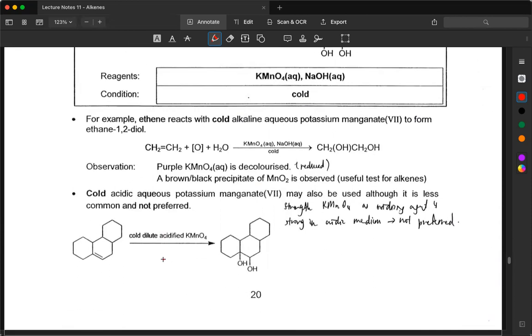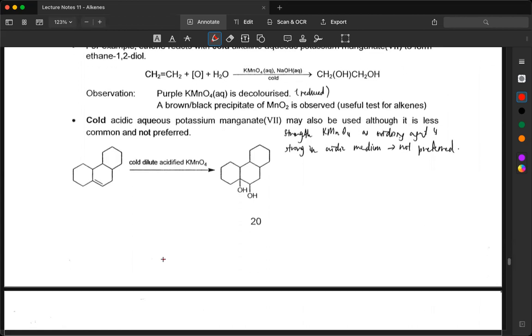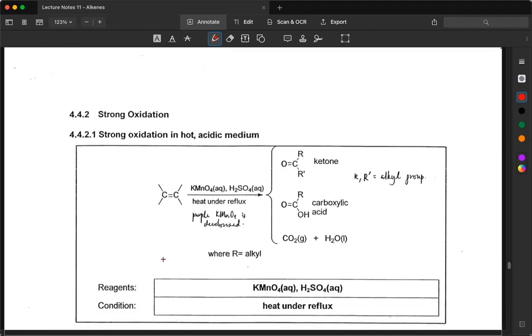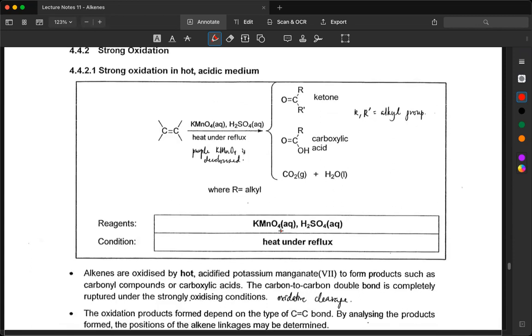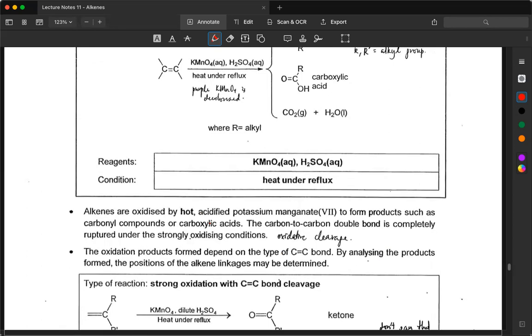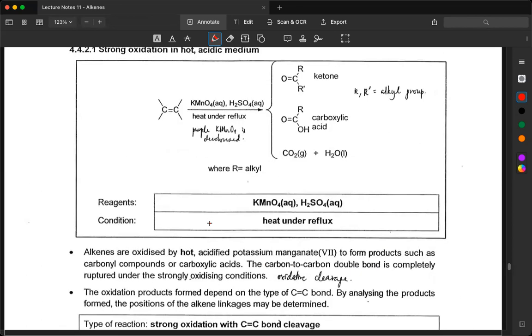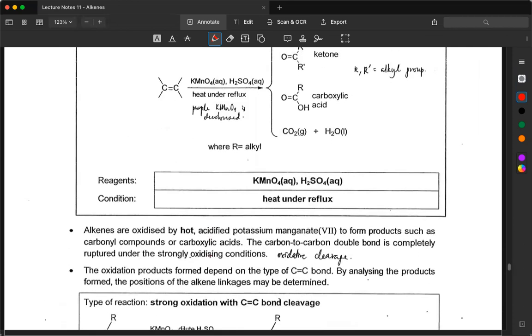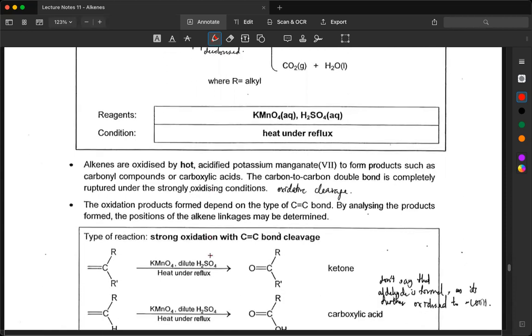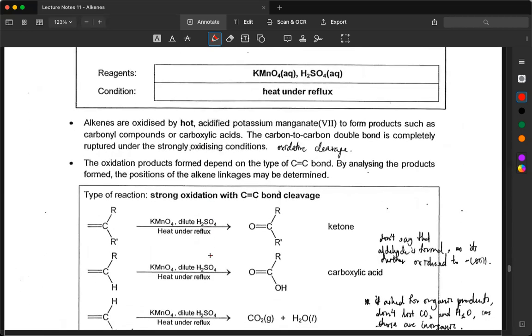We don't want it to be acidic, because in acidic medium the strength of KMnO4 will increase. We don't want it to be too extreme. You just want to form the diol. However, in strong oxidation with hot acidic medium, it's more extreme. You can form either a ketone, carboxylic acid, or just carbon dioxide and water. The alkenes are first oxidized by the hot acidified potassium manganate to form products such as carbonyl compounds or carboxylic acids. The carbon-carbon double bond is completely ruptured or broken down under the strong oxidizing condition. We call it oxidative cleavage. So the products formed depend on the type of C-C double bond.